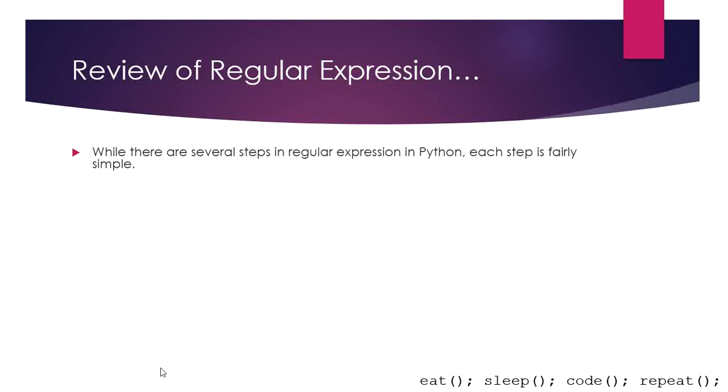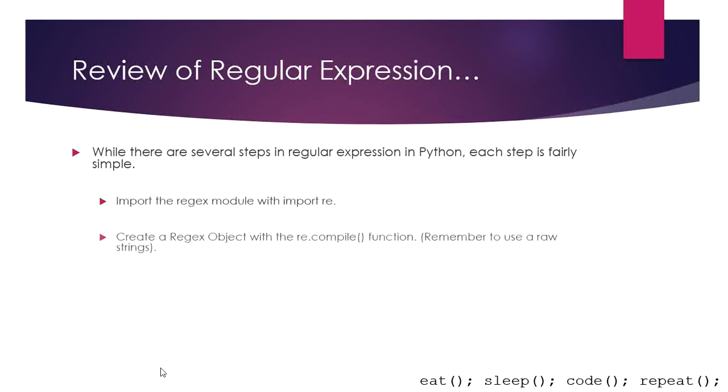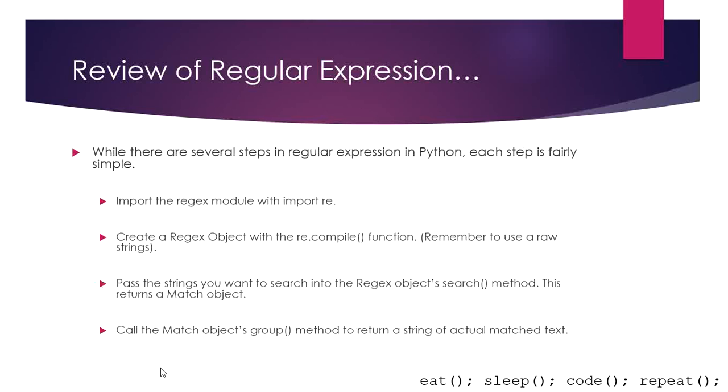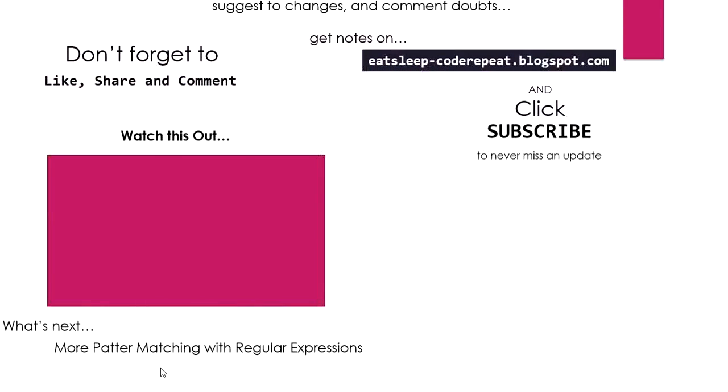While there are several steps in regular expressions in Python, they are fairly simple. We first import the re module, then we create the object with the re.compile function, and remember to use raw strings. Then we pass the string that we want to search into the regular expression object's search method, which returns a match object. We call the match object's group method, which returns the actual matched text. So this was very simple. It was the basics of regular expressions.